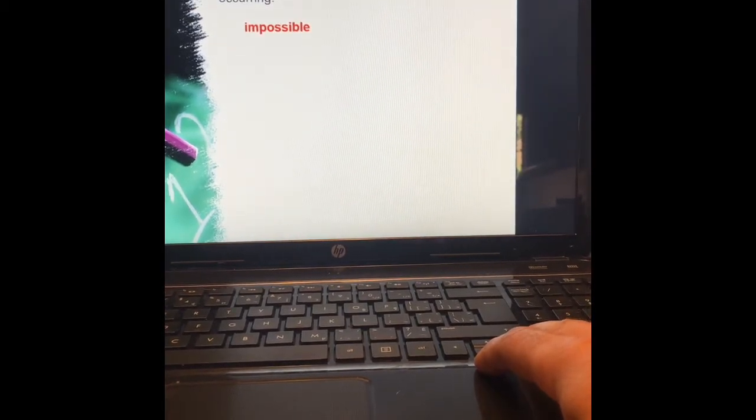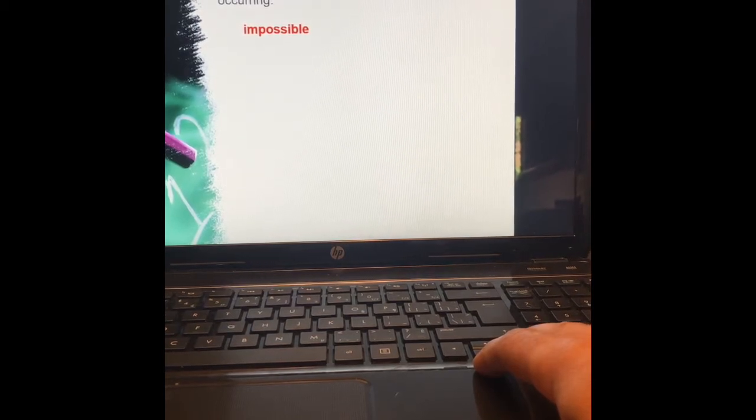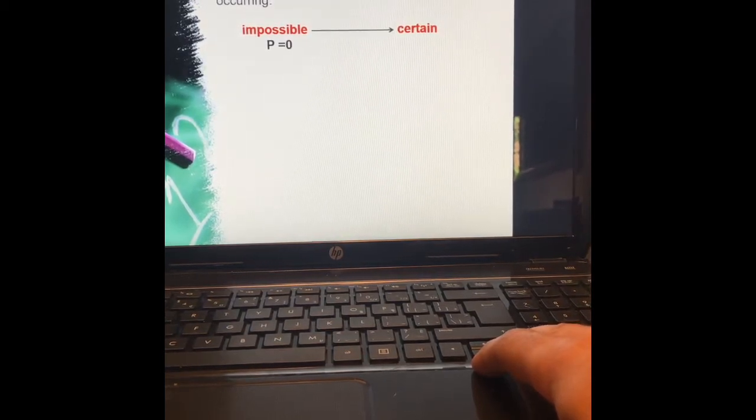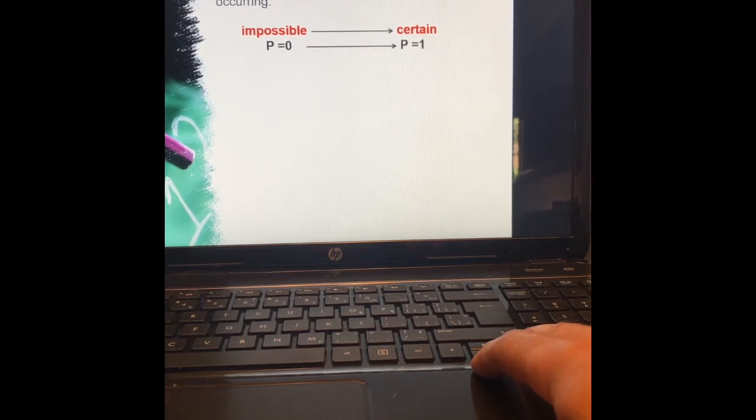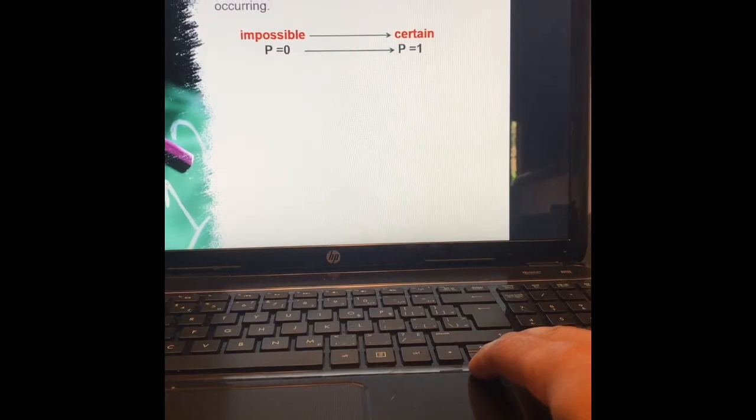So probability measures the likelihood of an event occurring, as I said, anywhere from 0, the impossible, to 1.0, the certain. So 1.0 or 100% chance, that's going to happen for sure.